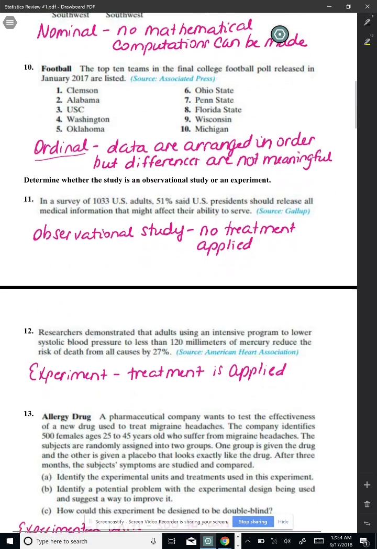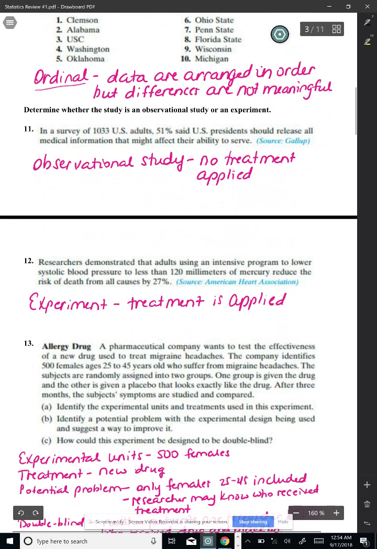The next thing we look at is the difference between an observational study and an experiment. On number 11, it says that 51% said the U.S. president should release all medical information that might affect their ability to serve. This is definitely an observational study because it was just a survey, and they didn't receive any kind of treatment or anything to influence their answer.